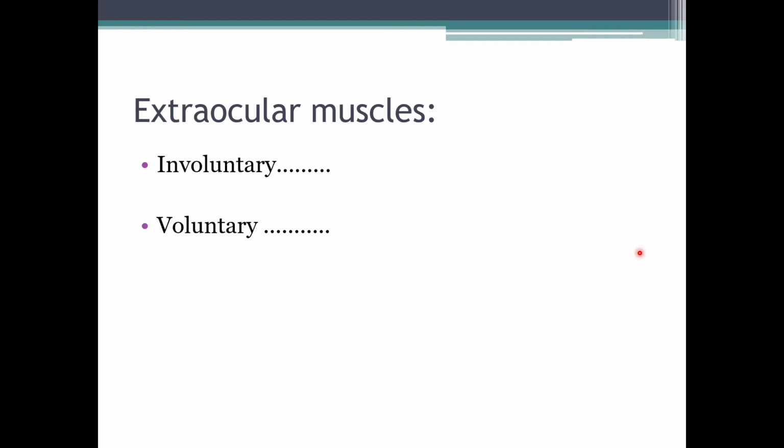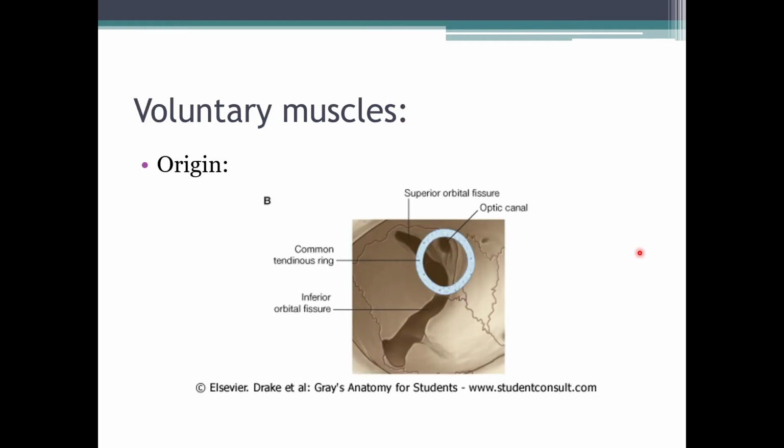Okay, now coming towards the main important muscles, the core of this lecture, the voluntary muscles, that is the extraocular muscles. There are four recti: the superior rectus, the inferior rectus, the medial rectus, the lateral rectus, and two obliques, the superior oblique and inferior oblique, and one other muscle, the levator palpebrae superioris. So now the origin of these voluntary muscles is common, the common tendinous ring of Zinn. Now this you all know, right? In the orbit you have the superior orbital fissure and the inferior orbital fissure, which transmit the nerves and vessels of the eyeball.